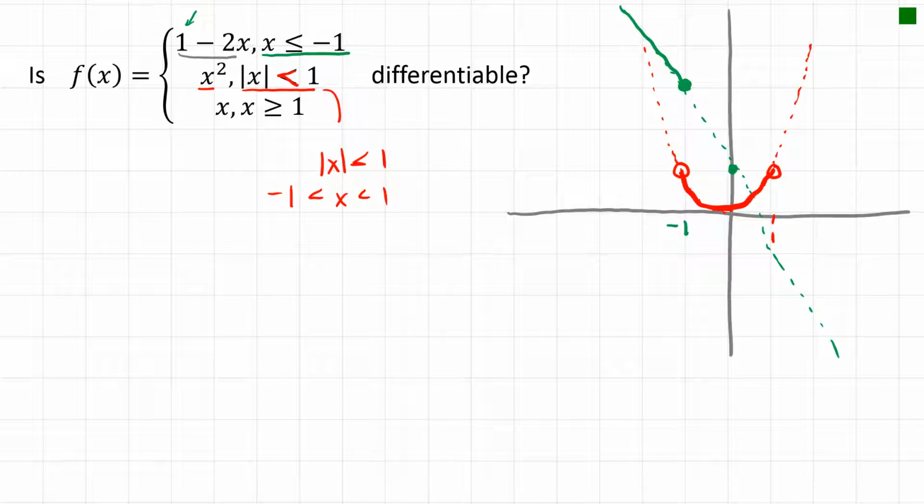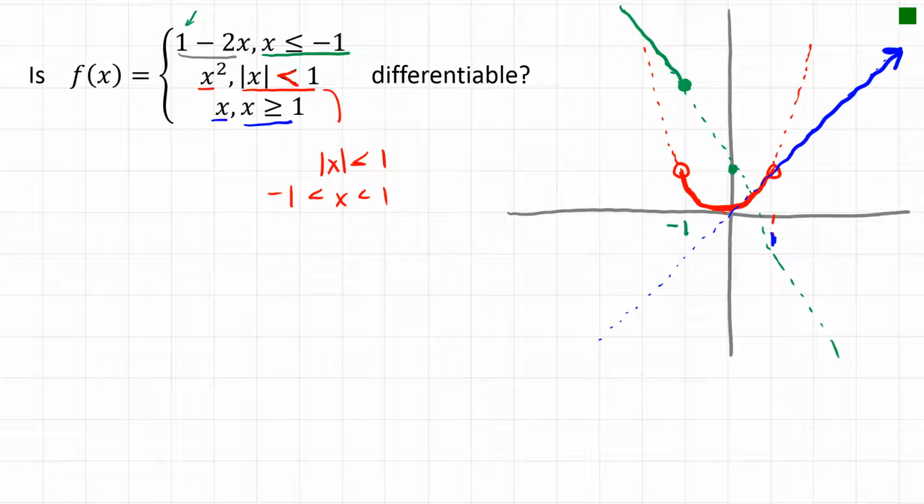And then the last piece is the diagonal line y equals x, which looks something like this. But it also only applies when x is greater than 1. So this blue line actually starts when x is 1 and continues on this way. So the function has 3 pieces, the green, the red, and the blue piece in this case.